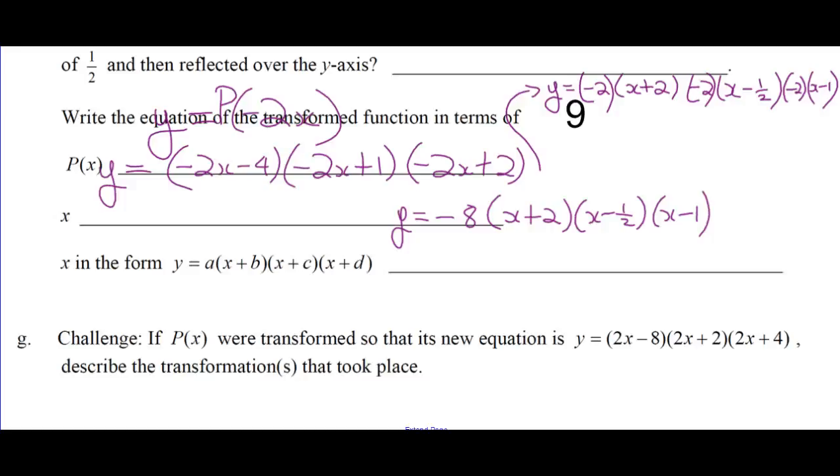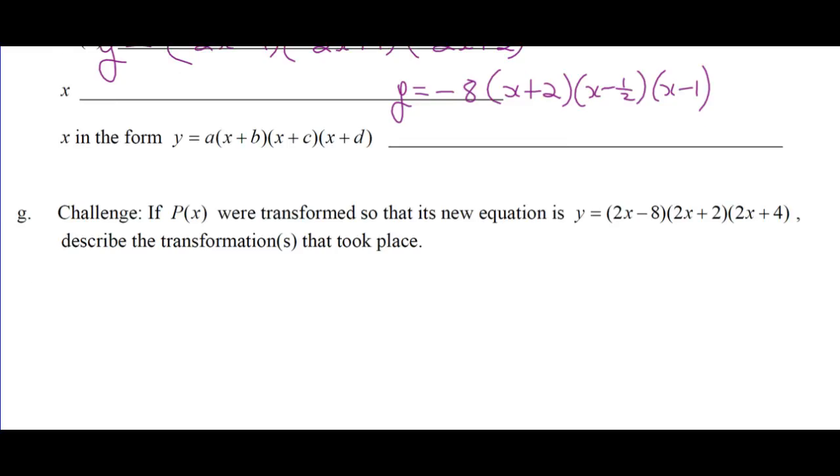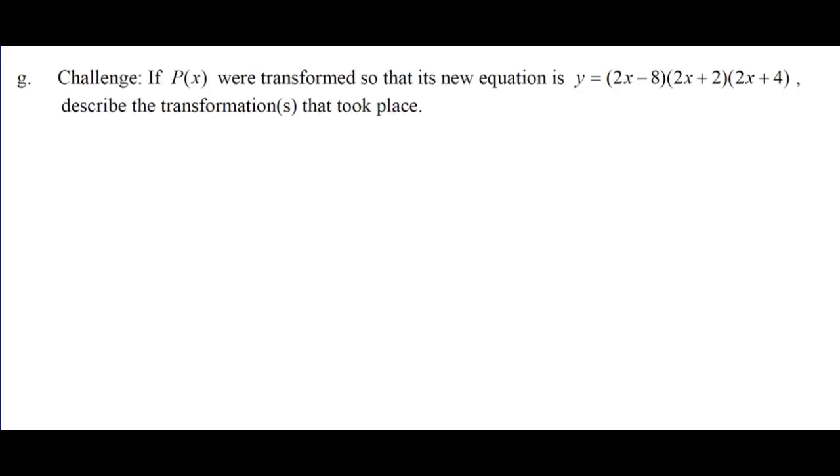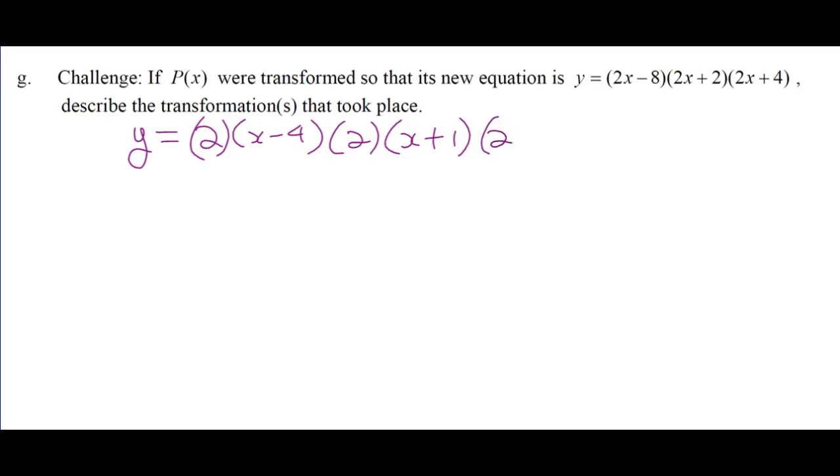Okay, if P of X were transformed, so his new equation was y equals 2x minus 8, 2x plus 2, 2x plus 4, describe the transformations that took place. Wow. Okay. So, how are we going to look at this one? Well, let's start off by factoring out. So 2, and then we got x minus 4. Okay, let's throw the 2 in brackets. And a 2, and then we got x plus 1. And a 2, and then we've got x plus 2.